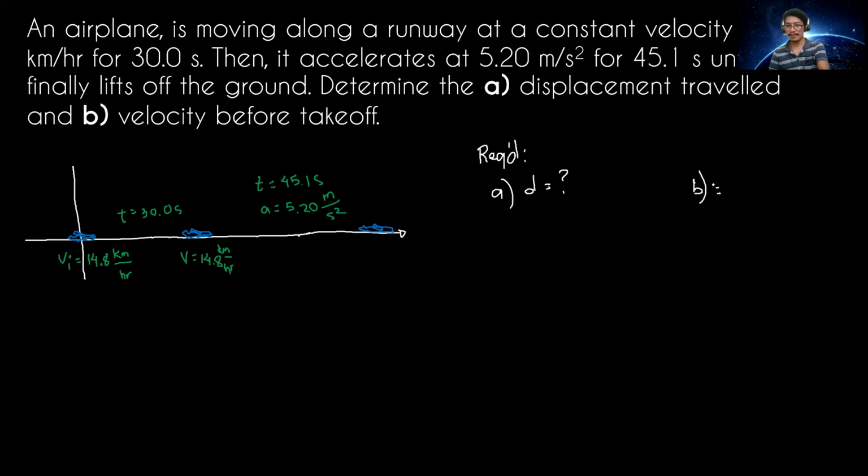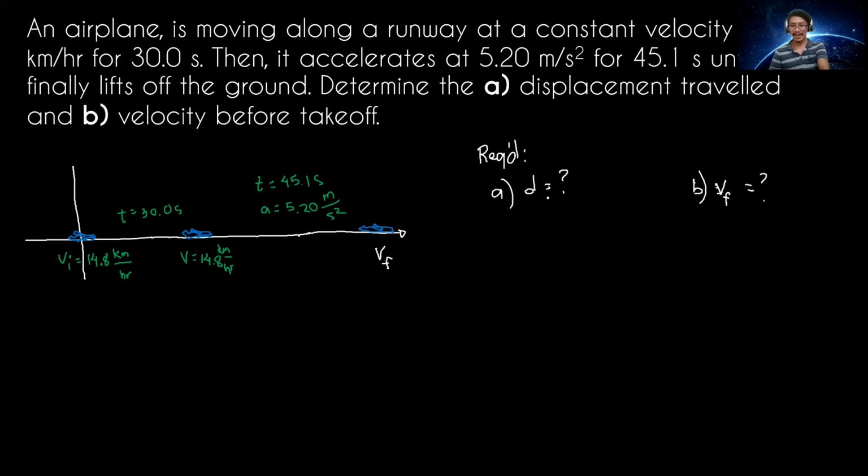And then the second unknown is our velocity. The velocity before takeoff. So ibig sabihin velocity before takeoff, dito siya mag-take off. So that means this will be our velocity. And since this is after the motion, this is our velocity final. So ibig sabihin ang hinahanap natin dito is the final velocity, which is unknown.